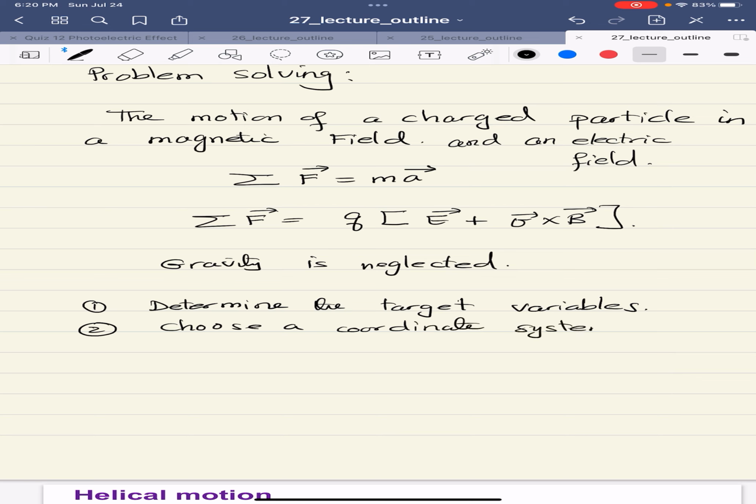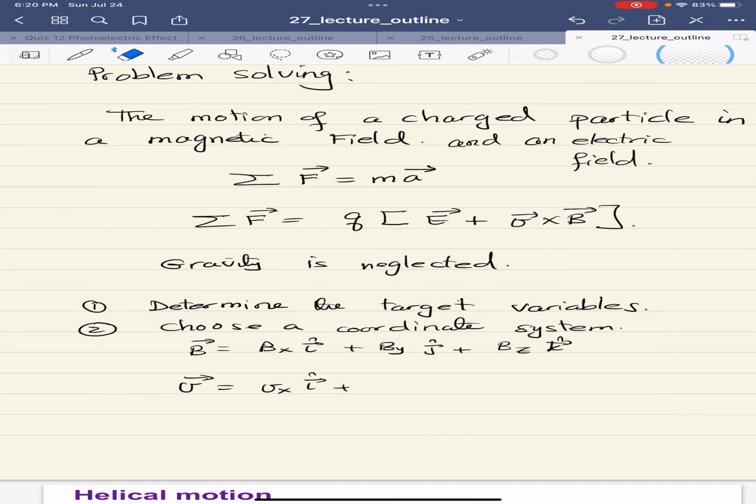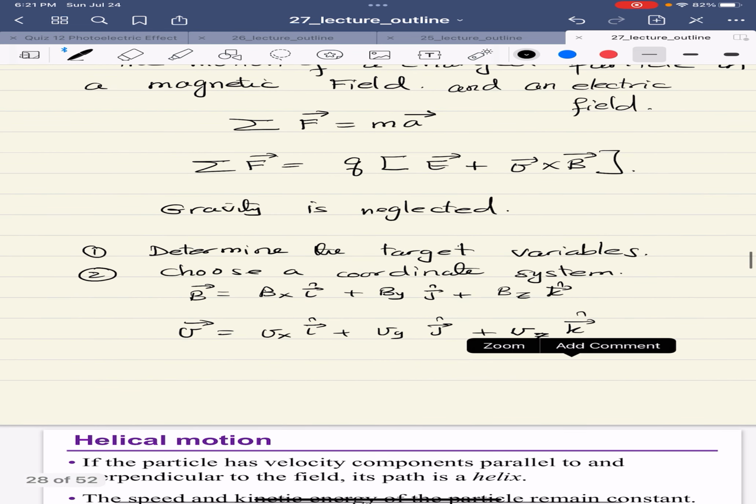And it is very helpful to express, for example, let's say B equals BX i plus BY j plus BZ k. Also for V, you're going to say VX i plus VY j plus VZ k, or even for the force. Then it's very helpful.